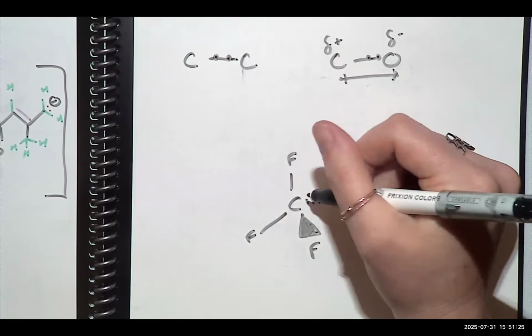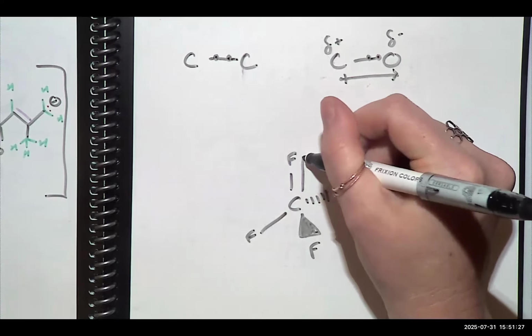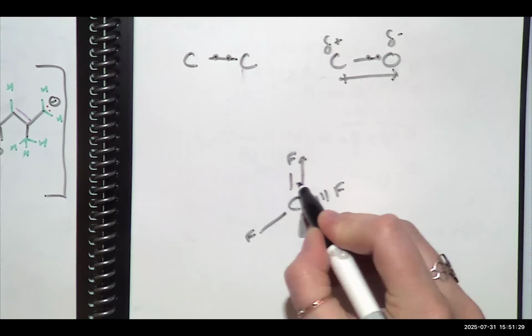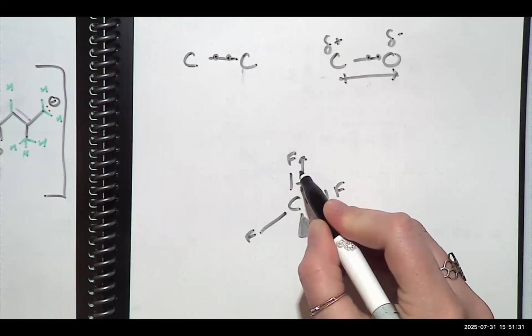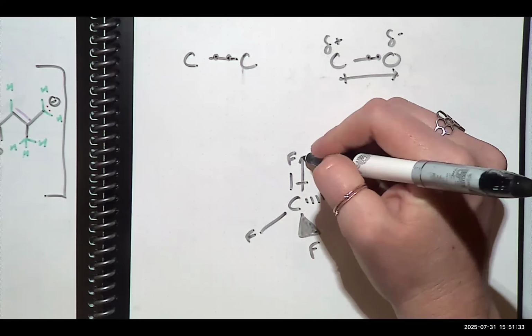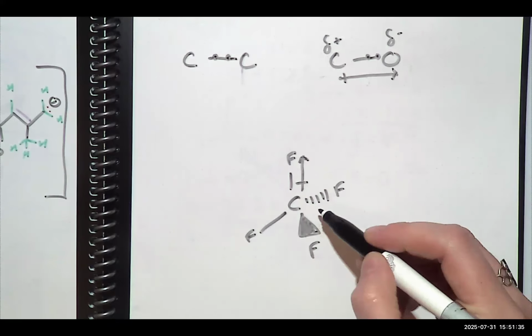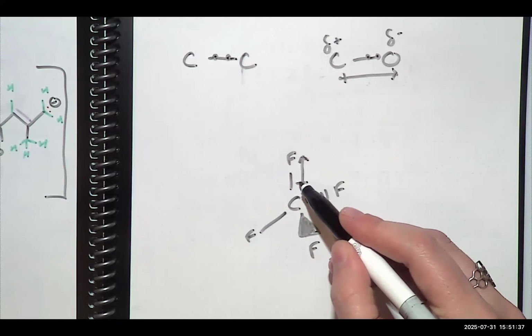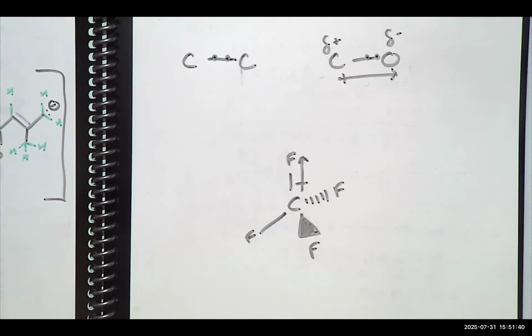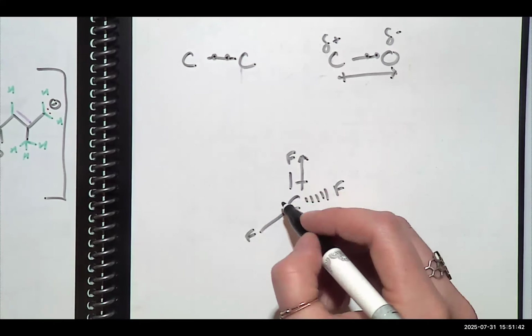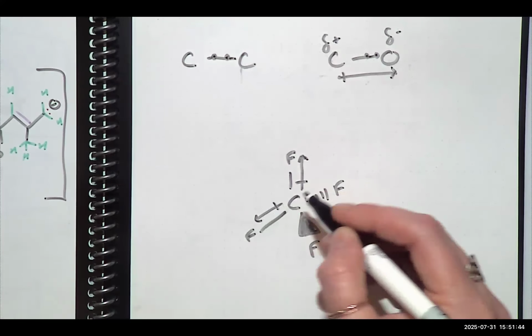Now I will draw. The carbon is the less electronegative atom, so that's where it starts, and it points towards the fluorine, which is the more electronegative atom. We leave a little cross down here at the bottom to show that's the more positive side. And every one of these has the same arrow.